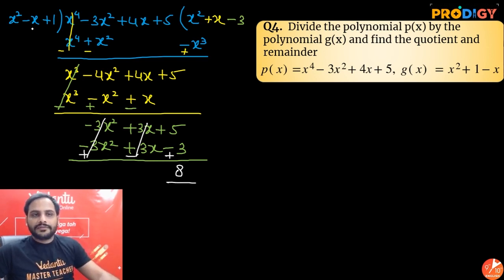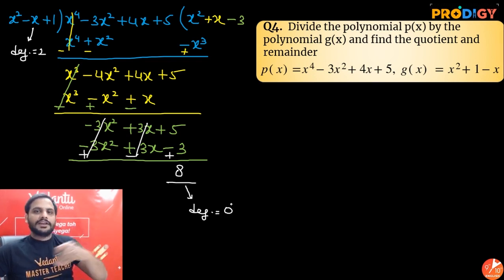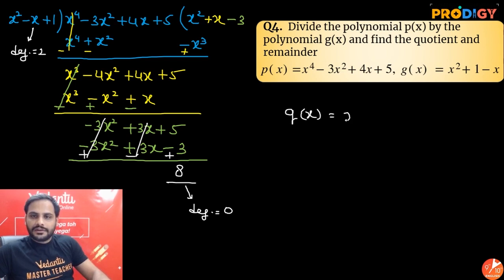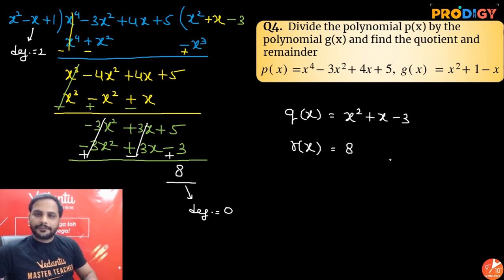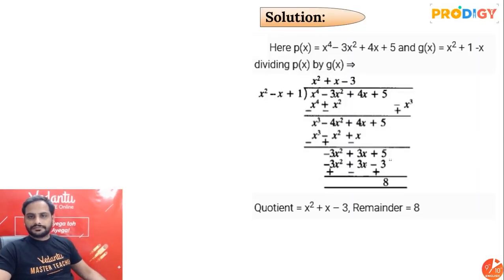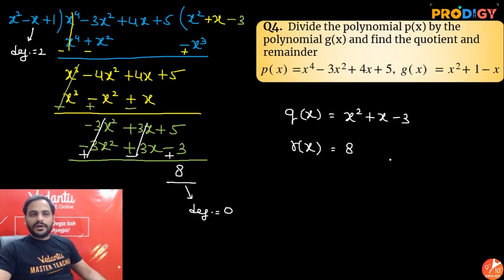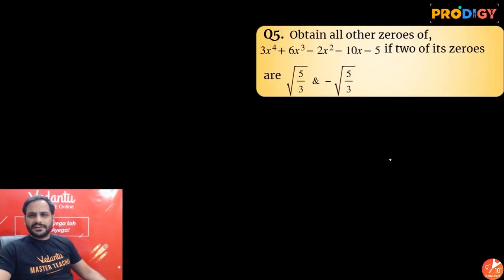Now the degree of the divisor is 2. The degree of the remainder is 0. The degree is less, so we cannot divide it further. So I can say, sir, the quotient is x square plus x minus 3 and the remainder is 8. Constant remainder. Alright, okay children. So this is how this question will be done. Simple division, nothing else.